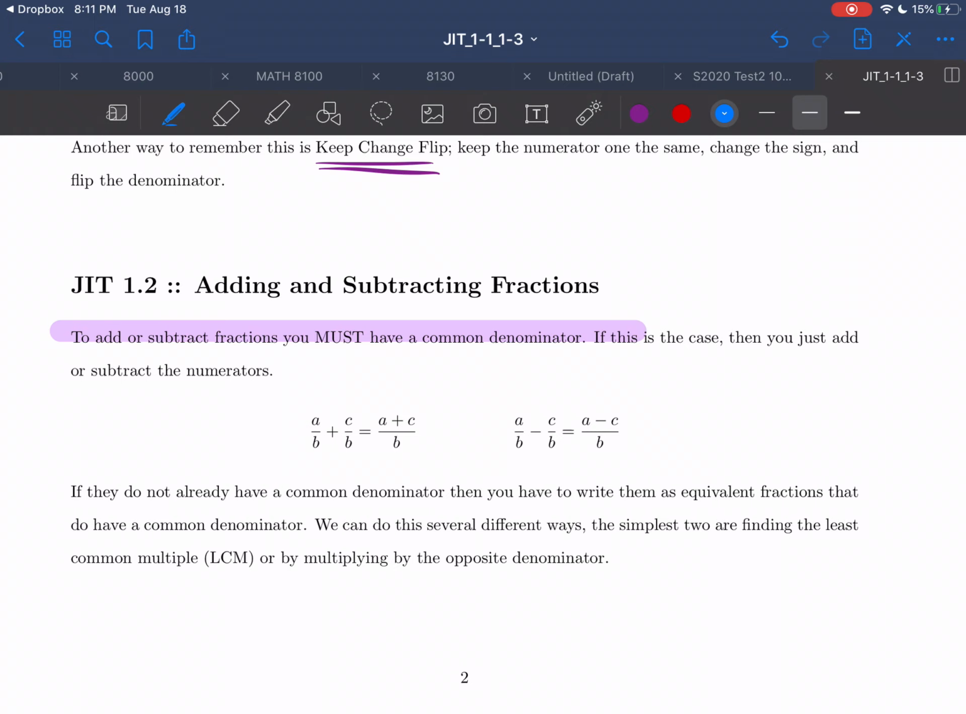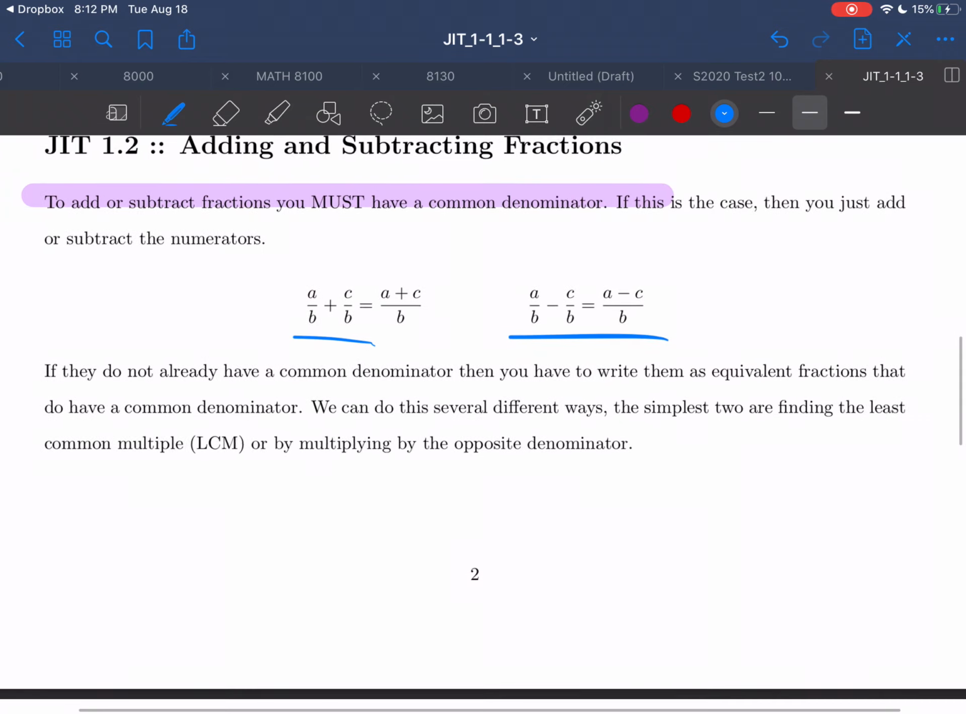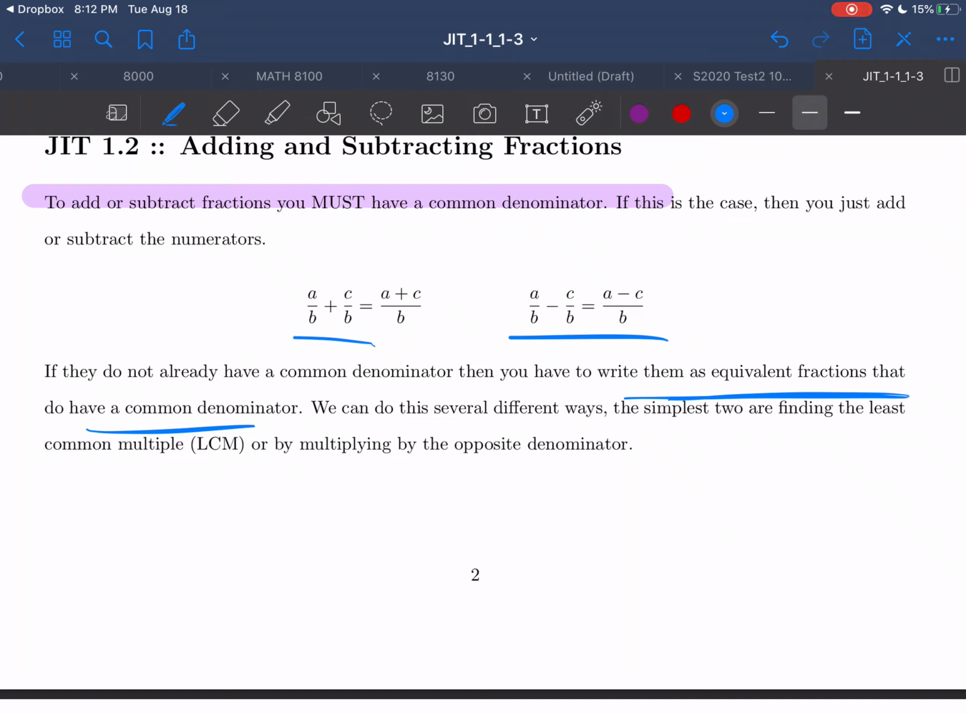Now, if we're given two fractions and they have the common denominator, great. It makes it easy. Then we just add the numerators or subtract the numerators depending on what the problem is asking us to do. If they don't have a common denominator, then we have to write them as equivalent fractions that do have a common denominator. We can do this a couple different ways. The simplest two ways are finding the least common multiple or multiplying by the opposite denominator.